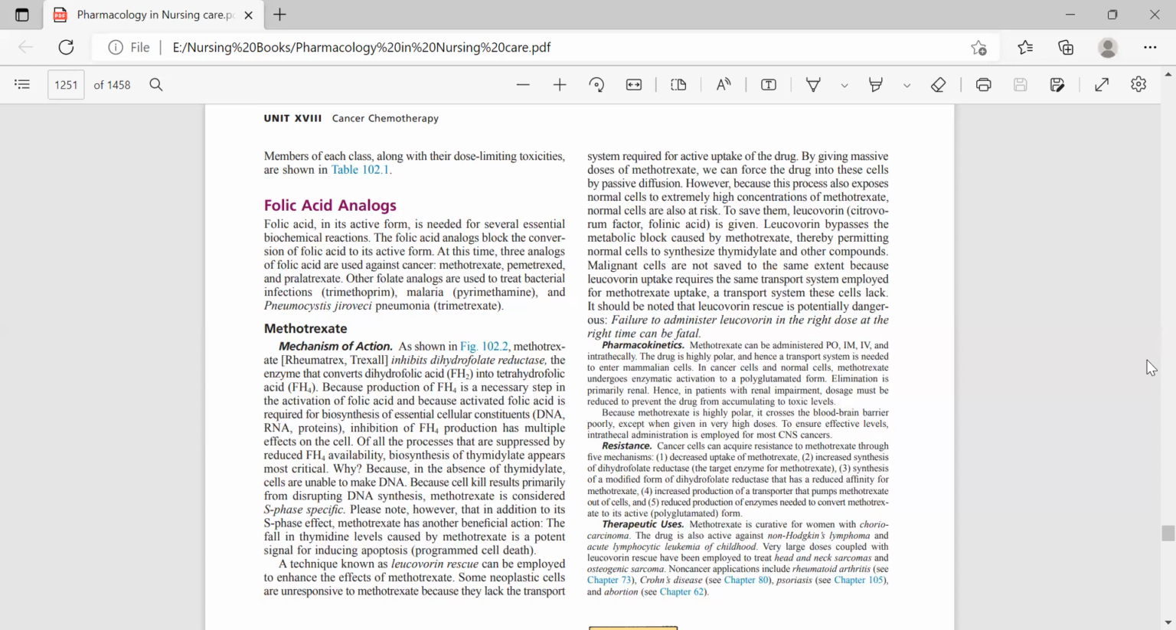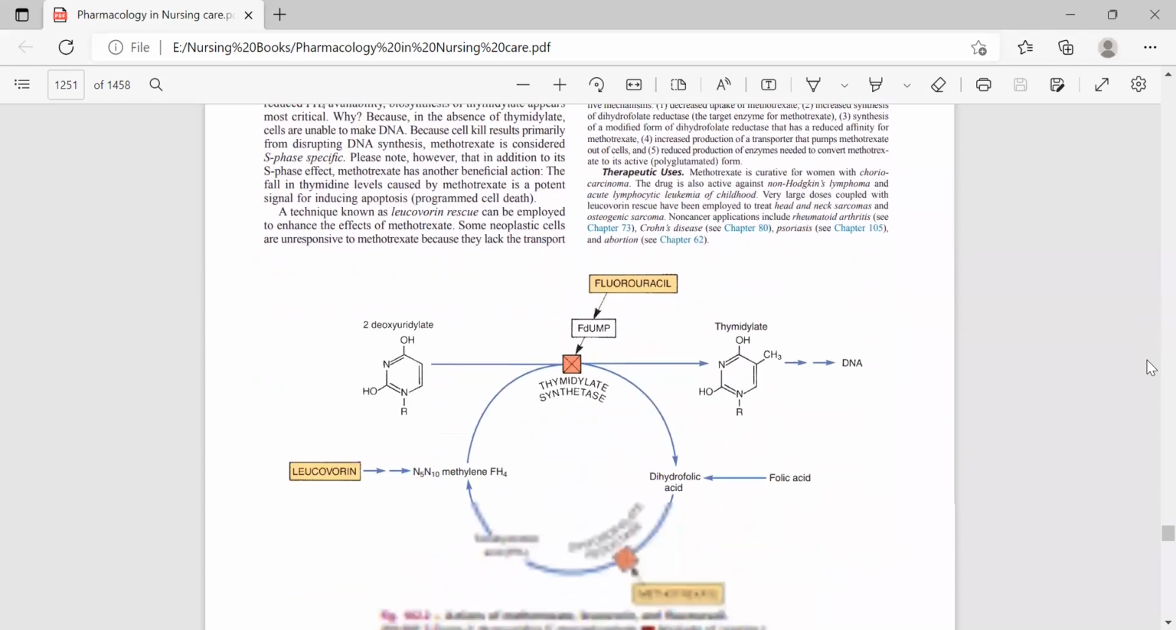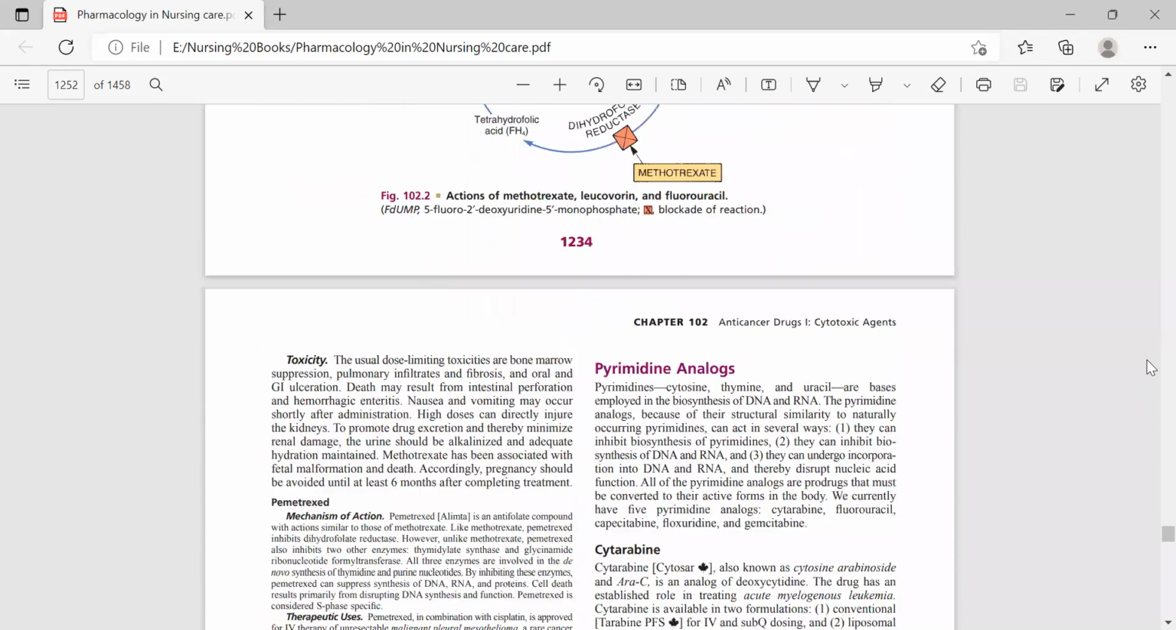While discussing the toxicity of methotrexate, it is highly toxic, causing bone marrow suppression, pulmonary infiltrates and fibrosis, and oral and GI ulceration. Death may also be reported due to intestinal perforation and hemorrhagic enteritis. Nausea and vomiting may occur shortly after administration. High doses can injure the kidneys. To promote drug excretion, thereby minimizing renal damage, the urine should be alkalinized and adequate hydration maintained.